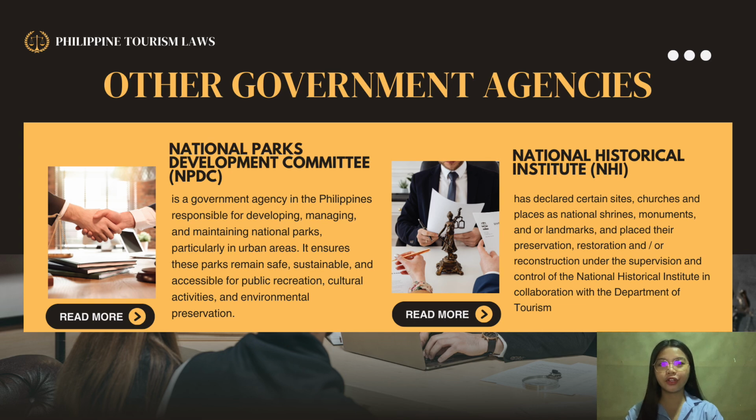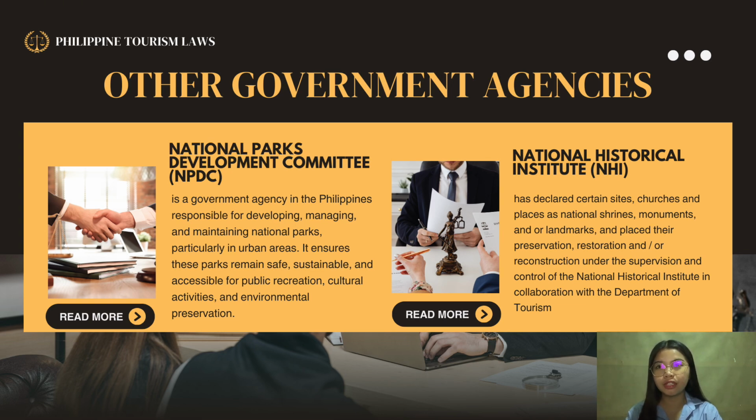Next is other government agencies. First, we have the National Parks Development Committee, also known as NPDC, and it is a government agency in the Philippines that is responsible for developing, managing, and maintaining national parks, particularly in urban areas. It ensures that these parks remain safe, sustainable, and accessible for public recreation, cultural activities, and environmental preservation.